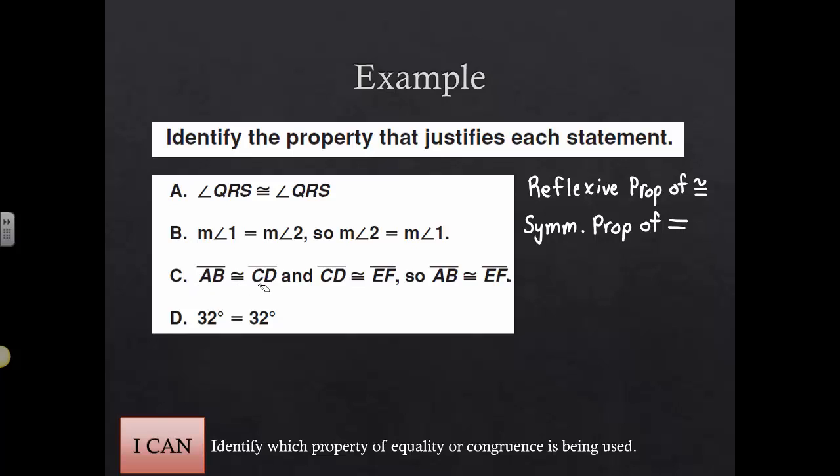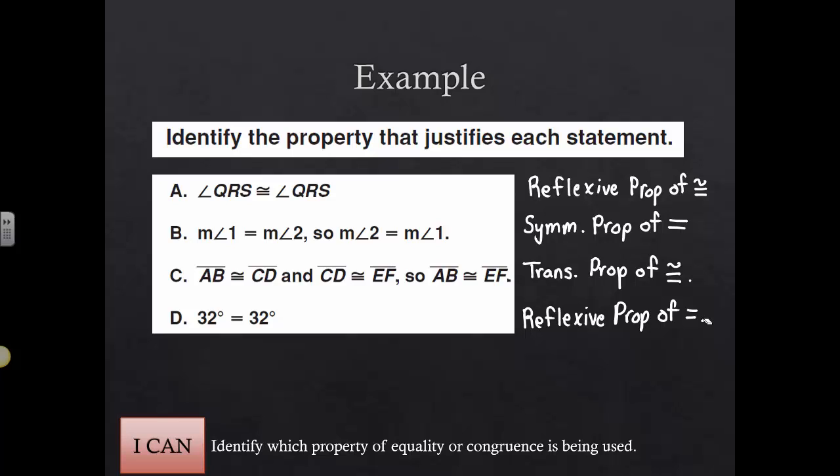Segment AB is congruent to segment CD, and segment CD is congruent to segment EF, so segment AB is congruent to segment EF. That's similar to our law of syllogism, and it is what we call the transitive property, and this is a property of congruence. And then 32 degrees is equal to 32 degrees. That's a property of equality. And when we say something is equal to itself, that is what we call the reflexive property of equality.